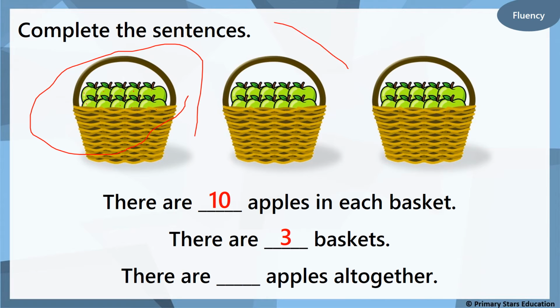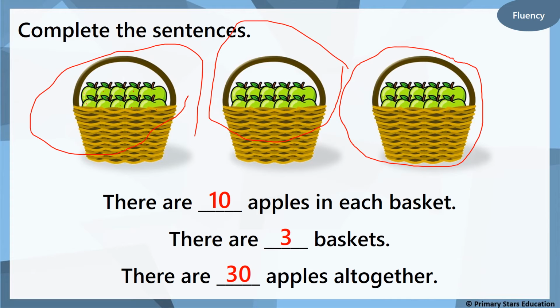10, 20, ooh, I'm being very wiggly with my mouse today, 30. There are 30 apples altogether. That was much quicker than counting each apple one at a time.